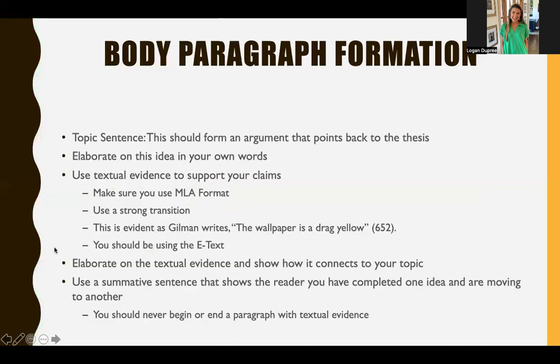So now let's talk about body paragraph formation. The topic sentence, which is the first sentence in each body paragraph, should always be focused on the thesis. Some of you wrote a topic sentence that didn't even reflect the thesis at all, and that's a huge problem. Then, guys, you should be elaborating on that idea in your own words.